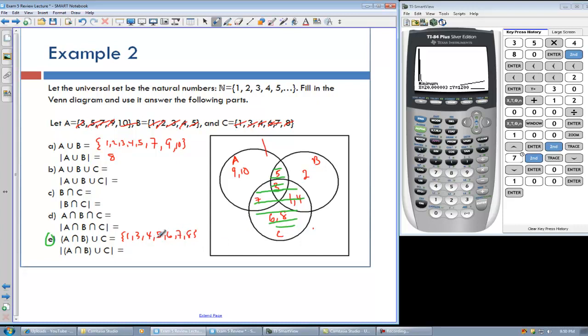And then how many things are in there? 1, 2, 3, 4, 5, 6, 7. So the cardinality, right? Remember, these mean the number of things in that set is equal to 7.